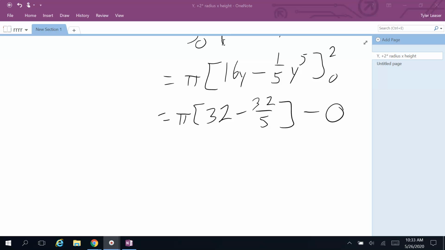Alright, so just plugging that into the calculator real quick, we get this. 128 pi over 5.